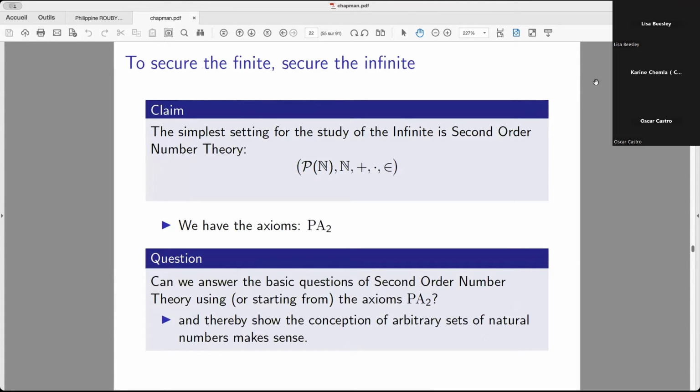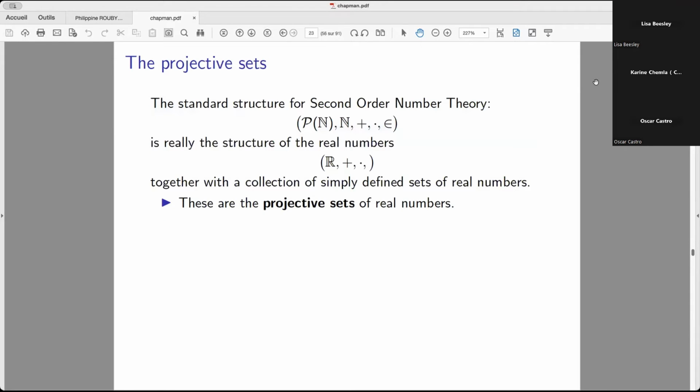Well, one way to secure the finite is to secure the infinite. So let's go back. The simplest setting for the study of the infinite is arguably second order number theory. We have the axioms. Can we answer the basic questions of second order number theory using these axioms, build a coherent theory, and thereby show that the conception of arbitrary sets of natural numbers makes sense, that it's not vacuous, and then we don't have to worry about these finite sentences of Armageddon? Okay, so let's start on the journey.